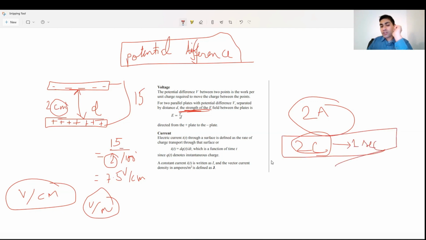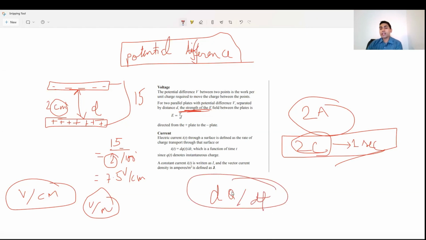Okay, that's what you have to pay attention to. So 2 coulombs of charge is flowing every second. Now, if you're trying to mathematically represent something as the rate of flow of something, then we basically have to use dq by dt. This basically tells you the rate of flow of charge. So I think that kind of makes sense.